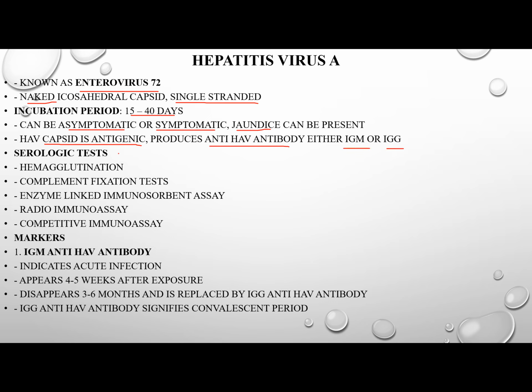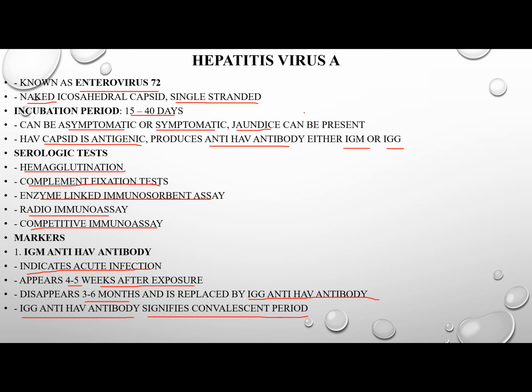IgM or IgG. Serological tests, class, would include hemagglutination, complement fixation tests, ELISA, RIA, and competitive immunoassay. Markers, class, specifically is your IgM anti-HAV antibody. So this would indicate acute infection. Appears 4 to 5 weeks after exposure. Disappears in 3 to 6 months and is replaced by IgG anti-HAV antibody. IgG anti-HAV antibody signifies the convalescent period.